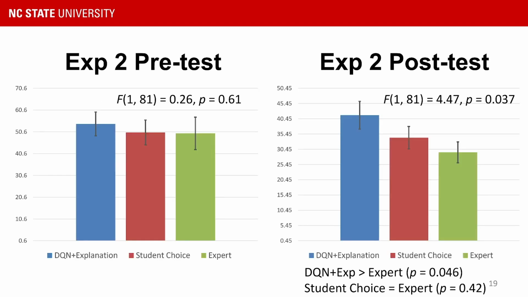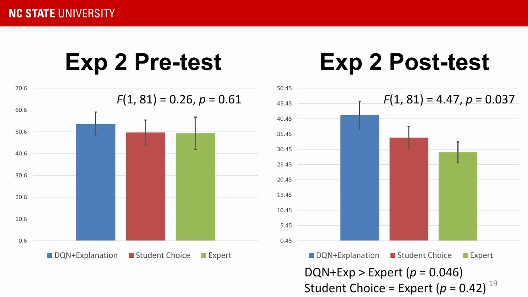In experiment 2, we compared the pre-test and post-test scores the students obtained in the DQM plus explanation group against the scores obtained by the students in the expert and student choice groups. A one-way ANOVA test using the group as a factor showed no significant differences in the pre-test scores among the three groups, so the three groups were balanced in their incoming competence.